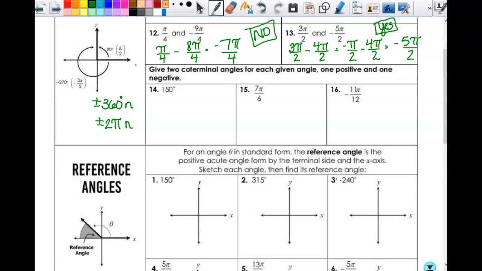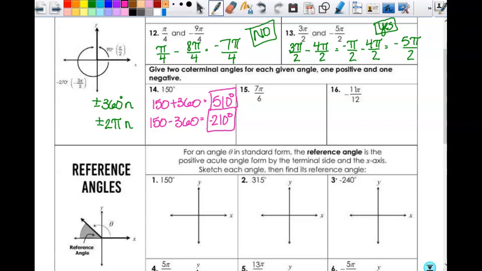So now we're asked to give two coterminal angles, one positive and one negative, which means in most cases you can take what you have, add 360, and then subtract 360. But you may have to do it more than once depending on the angle. So I have 150. I'm going to add 360 to it, and I'm going to take 150 and subtract 360 from it. When I add them, I'm going to get what? 510. When I subtract them, I'm going to get negative 210. So there's one positive and one negative there.